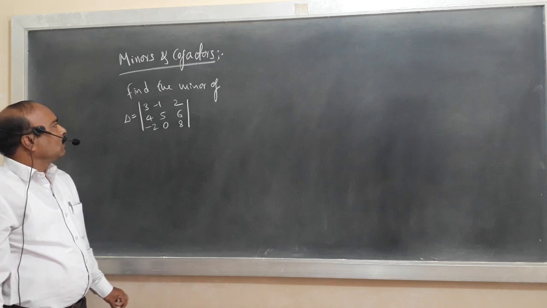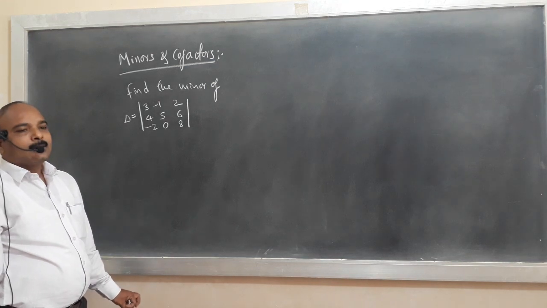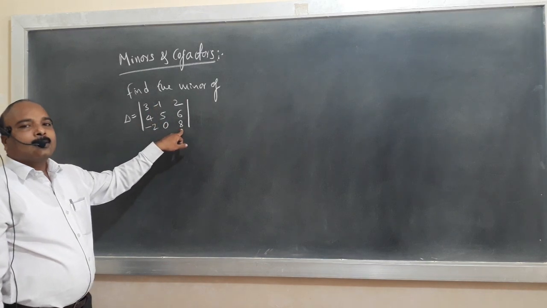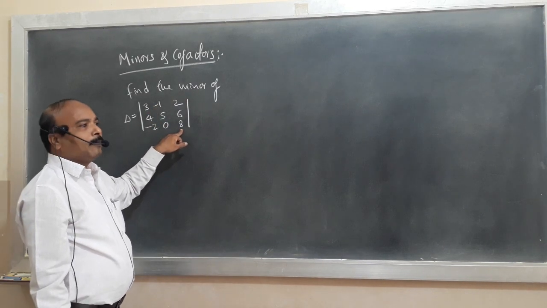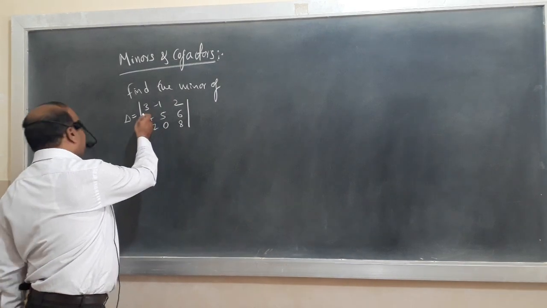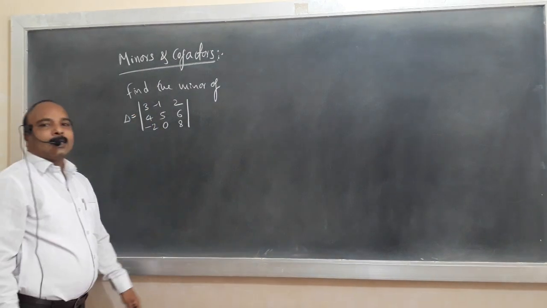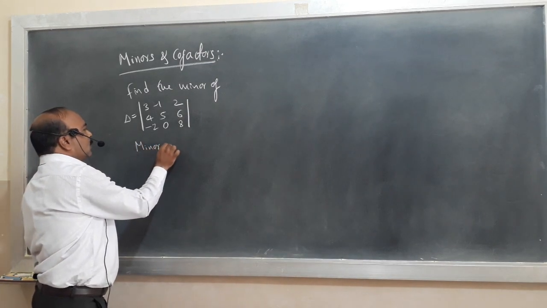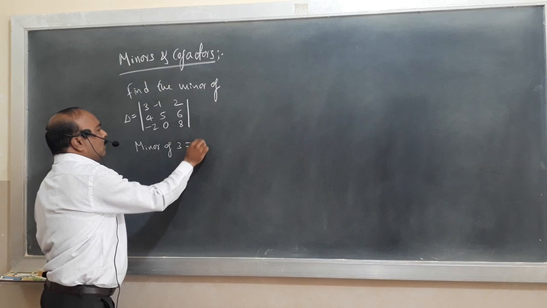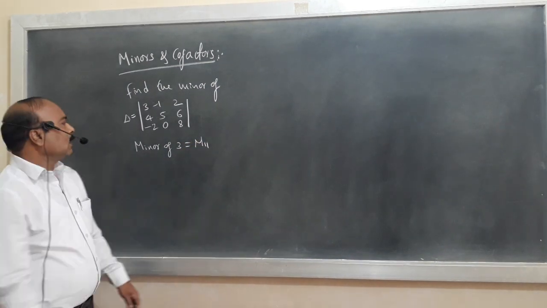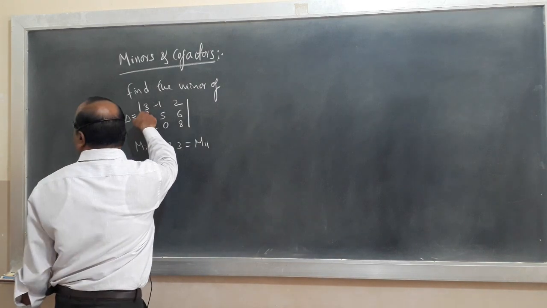Now we calculate the minors of every element. There are totally 9 elements, so we get totally 9 minors. For each element we get 1 minor. Now we go one by one. First we calculate the minor of 3. Minor of 3 is given by M11. M11 is nothing but the first row and first column element.